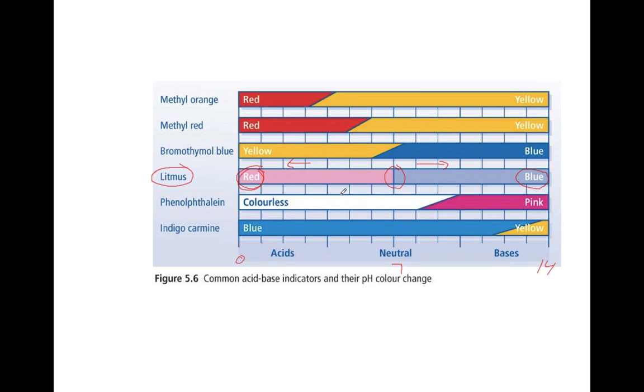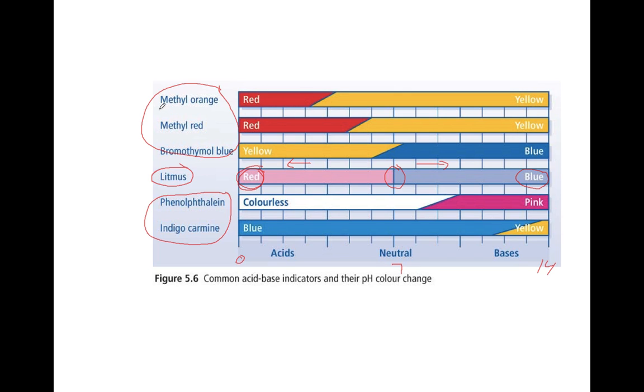But the litmus paper can tell you only if something is acidic or basic. It can't tell you the pH, or in other words, it can't tell you how strong the acid or base is. You have to use the other indicators to narrow down the pH range and figure out how strong the acid or how weak the acid is.